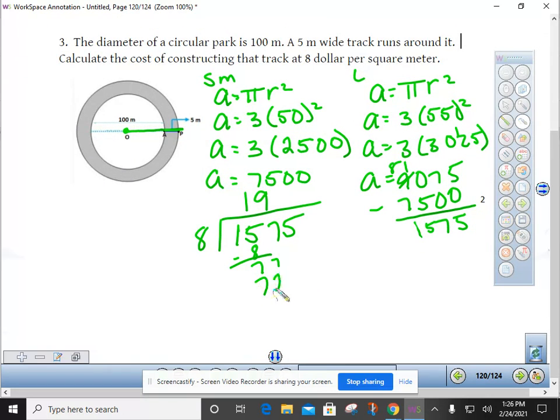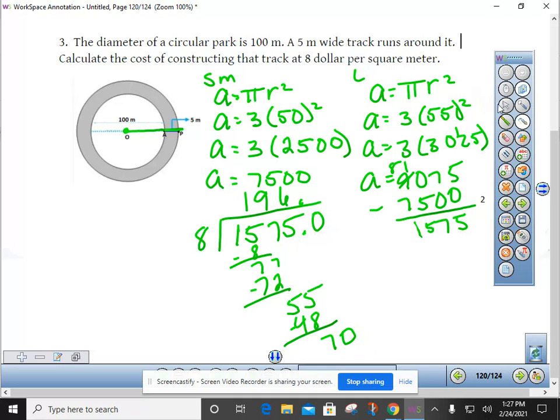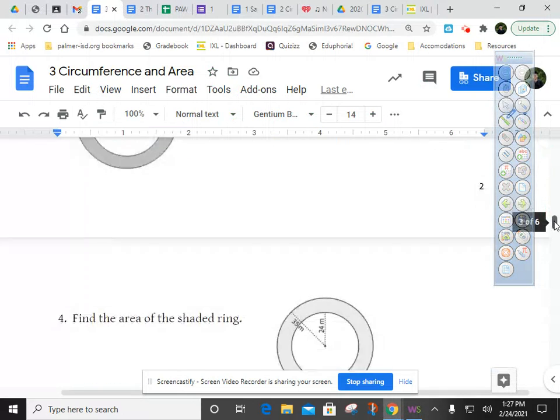And you get 1, 9, 6, and that leaves you with 7. So we'll say about $196.